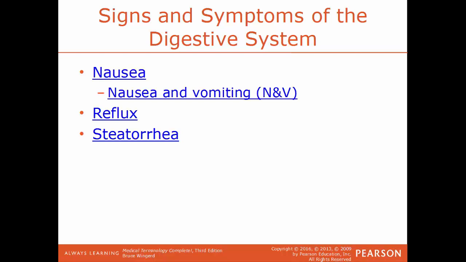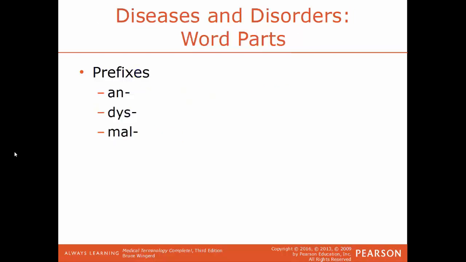Steatorrhea. This is the presence of excess amounts of fats within the stool, and it's usually caused by a disease of the intestines or of the pancreas. All right, now we'll talk about some diseases and disorders and their word parts. We'll start off with the prefixes.